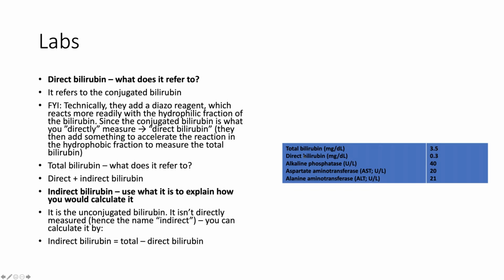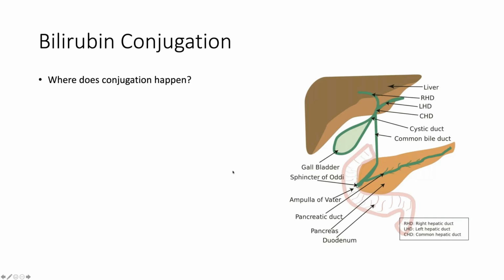So Saba, what is elevated? Is it the direct bilirubin or the indirect bilirubin that's more elevated here? I think it's the indirect. Yeah, definitely. Because 3.5 minus 0.3 means that your indirect, right, your unconjugated bilirubin would be 3.2. So almost all of this is indirect. All right. So Miriam, where does conjugation happen? In what organ? In the liver.